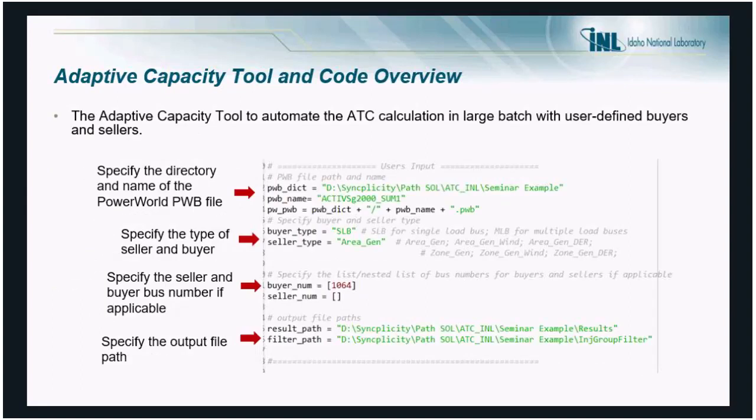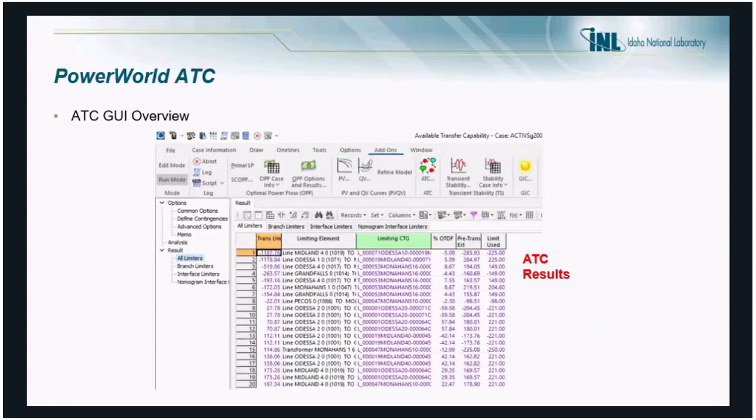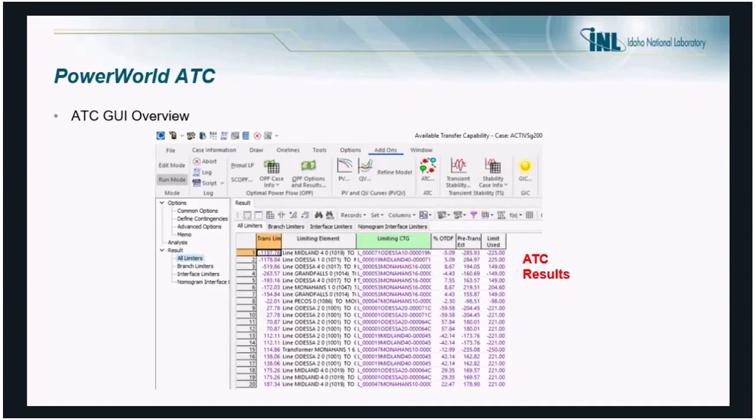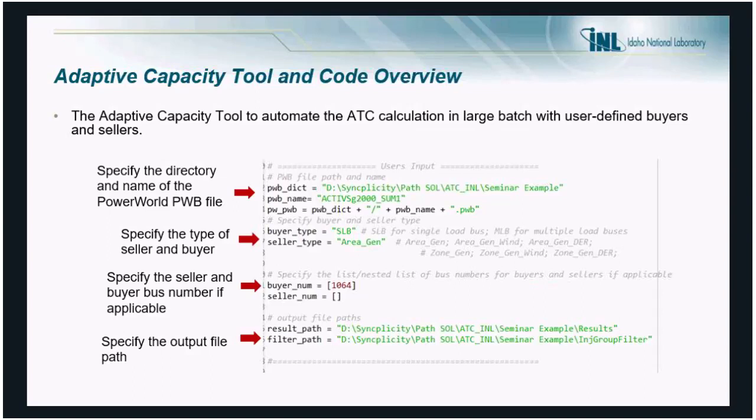After we have the injection group defined, we can go to the ATC add-ons. The add-ons are under the add-on tab, and if you click on the ATC tab, you will see the user interface for the PowerWorld available transfer capability calculation, where in the red boxes you can define the seller and the buyer, and also play around with the key ATC settings. In this example, we are defining the buyer as bus 1064, and the seller as the injection group that we just created. The key ATC settings are that we are using the lossless DC linear calculation method, and we included all of the N-1 contingencies in the system.